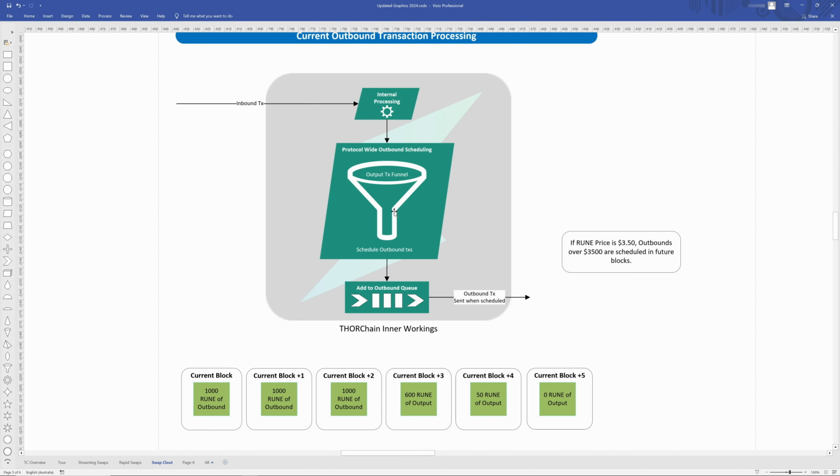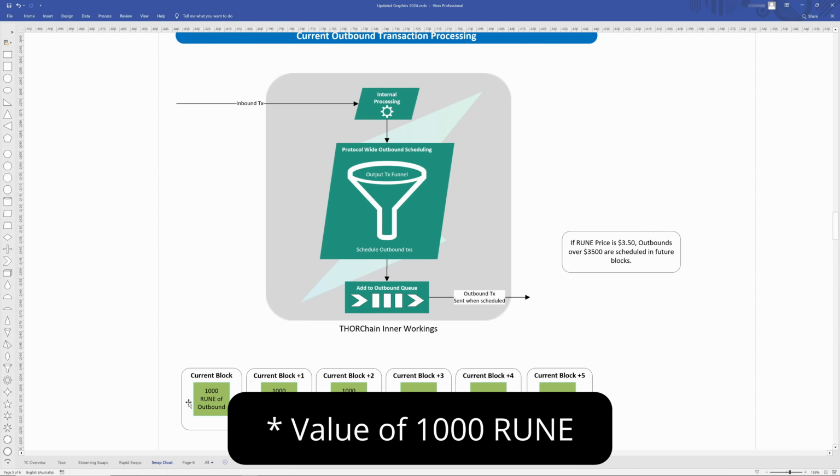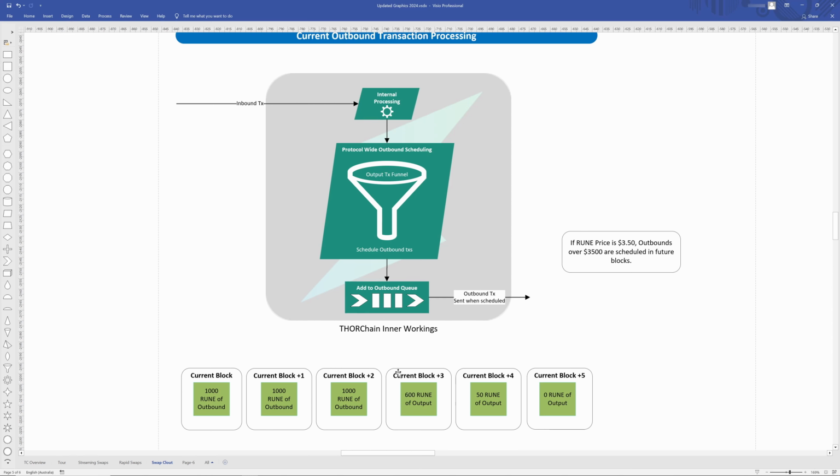If that funnel is full, or the outbound is going to be over 1,000 RUNE, then it is scheduled into a subsequent block, or a block into the future. Essentially it goes into a queue, just like a normal queue. You'll go to the back of the queue, and then that is scheduled to blocks into the future. If it's over 1,000 RUNE, then it's going to start scheduling into subsequent blocks.